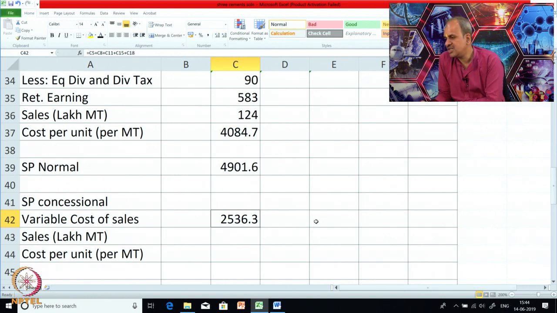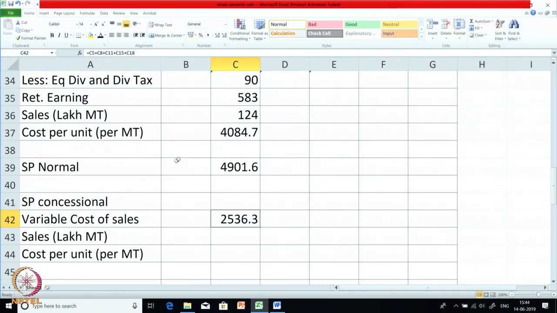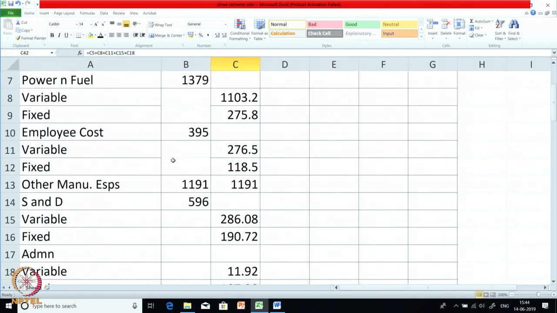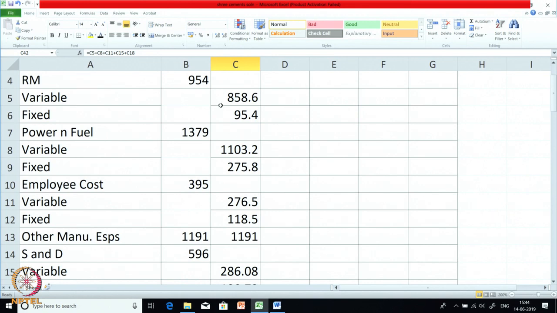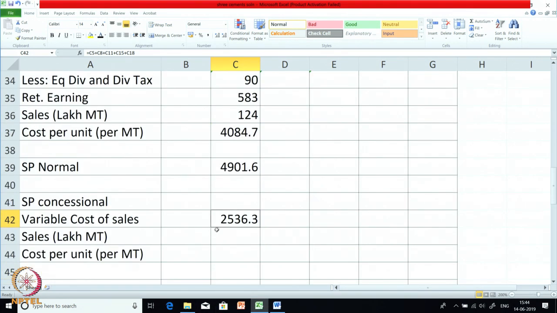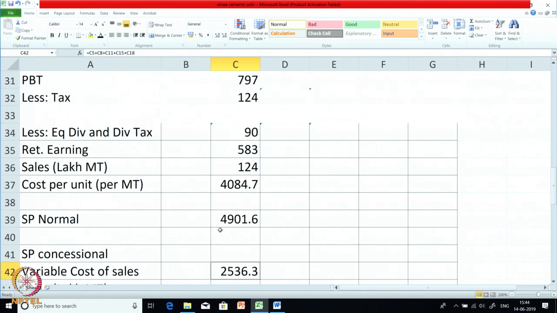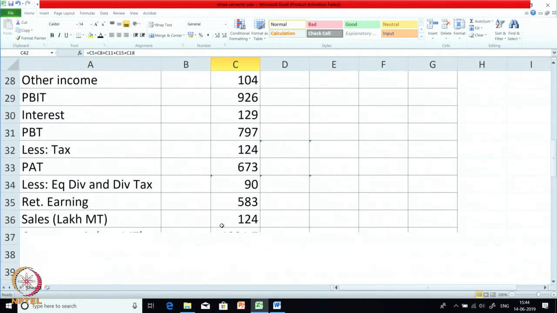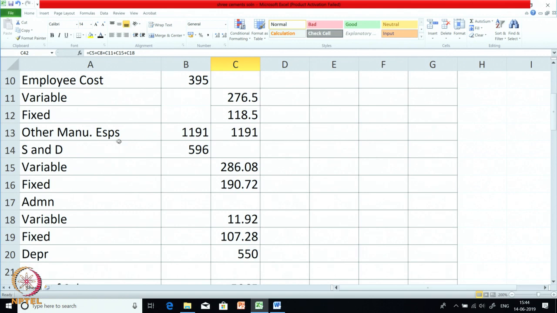2536. Just check which components are taken, 5, 8, 11, 15 and 18. So you can go up. 5 is a raw material variable portion, then 8, power and fuel, 11, 15 and 18. Are you getting this figure? 5, 8, 11, 15 and 18. We have not taken miscellaneous manufacturing expenses because we have assumed all of them as fixed.